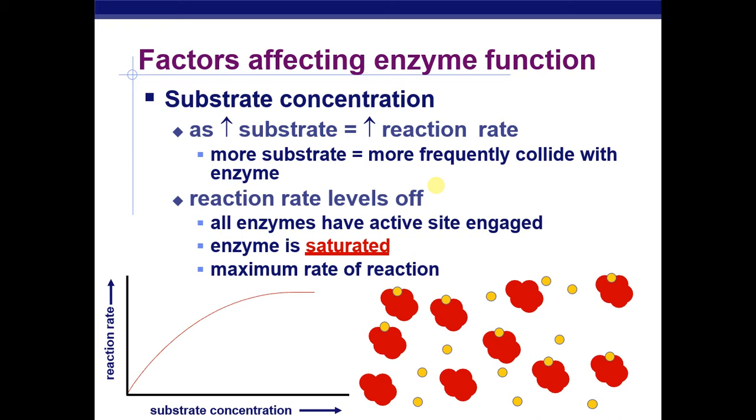But the reaction rate again levels off because after the concentration of substrate rises past a certain point, all the enzymes are engaged with substrate all the time. We say the enzyme is saturated. The enzyme is working as fast as it can, and they are in limited supply. So we end up with a maximum rate, this plateau up here.